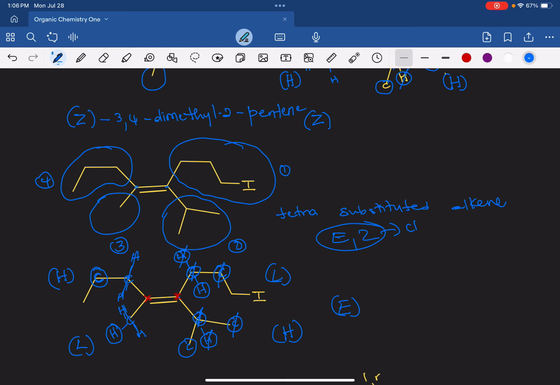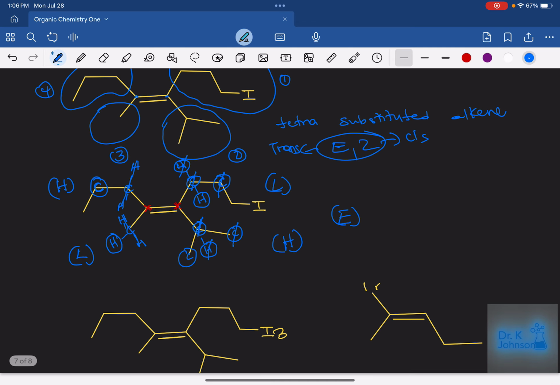FYI, Z is similar to cis, E is similar to trans. You can't use trans instead of E though. No, remember which alkenes we apply cis and trans to, and E and Z. All right, so this molecule is E. Now let's name the molecule. And don't forget this one over here in the corner is for you to do. This is a BR. Let's name it.